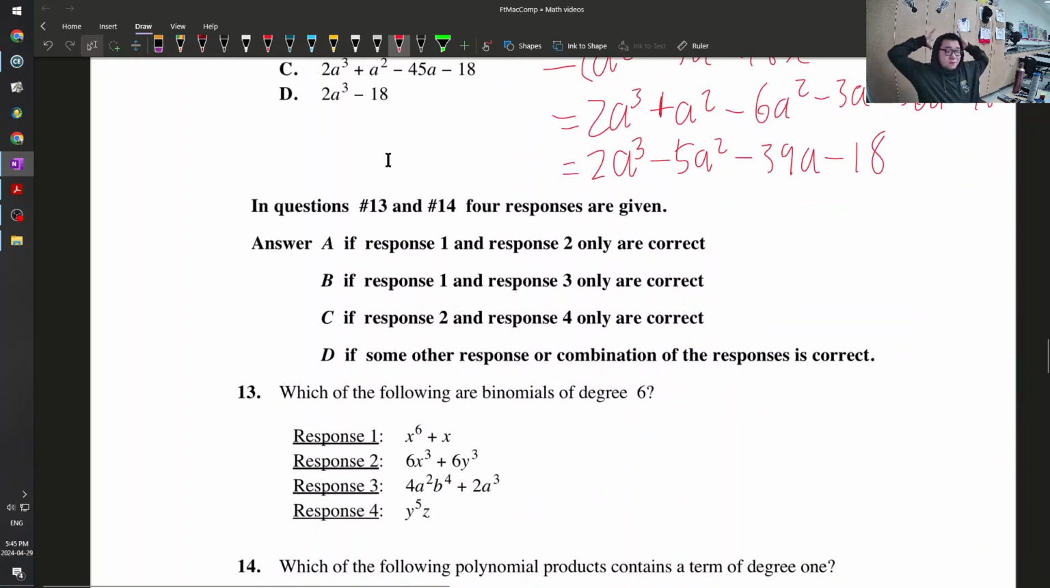Okay, in question 13 and 14, 4 responses are given. See which one is correct. So which one has degree 6? So this is degree 6. This is degree 3. This one has 2 plus 4, that's 6. This one also has 6. So 13. Oh, wait. Binomials of degree 6. 4 is only a monomial, so 1 and 3 are correct. Therefore, it is B. So binomial means 2 terms, and this only has 1 term.